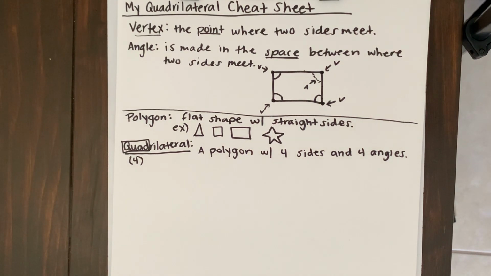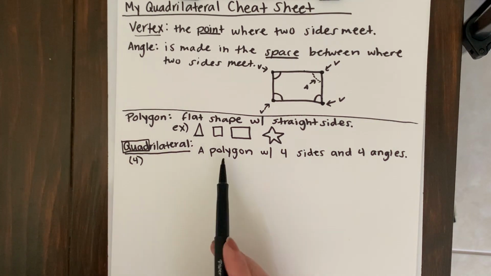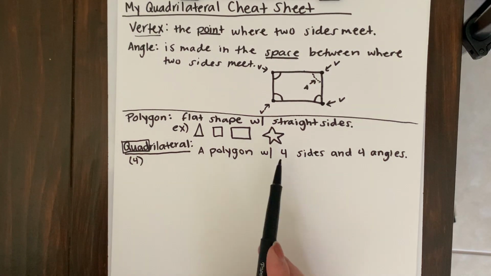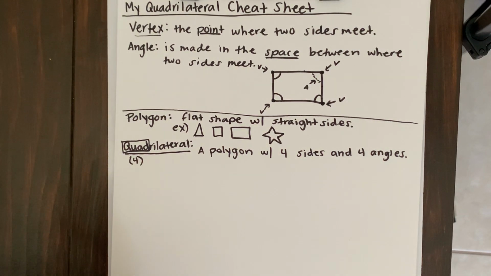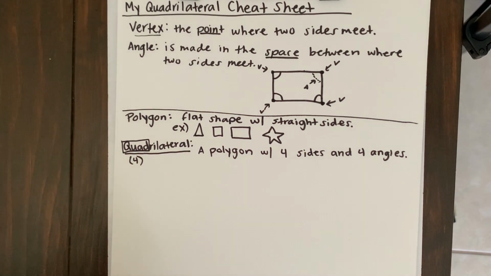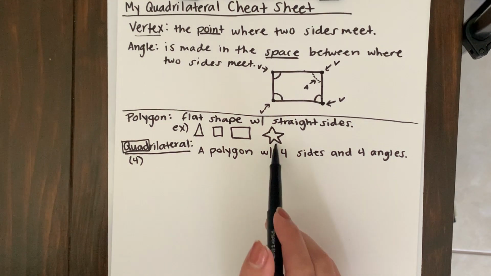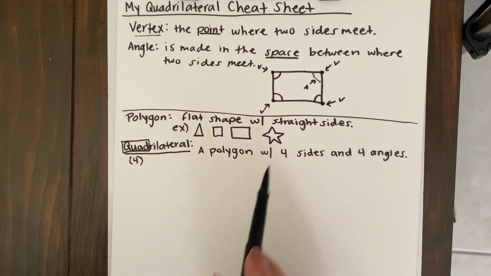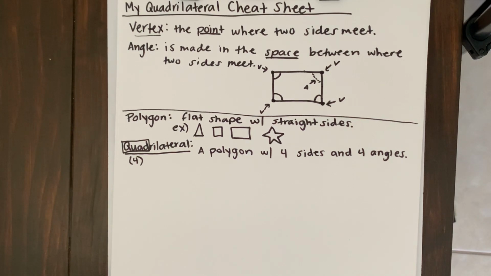So look at our polygon examples up here. There are 2 shapes out of the 4 that I drew that are quadrilaterals, and there are 2 shapes that are not quadrilaterals. Can you figure out which ones are not quadrilaterals? Remember, a quadrilateral has to be a polygon with 4 sides and 4 angles. If you're thinking a triangle is not a quadrilateral, you're correct because it only has 3. If you're thinking that a star is not a quadrilateral, you're right because it has way more than 4 sides. So those are not going to work, okay?